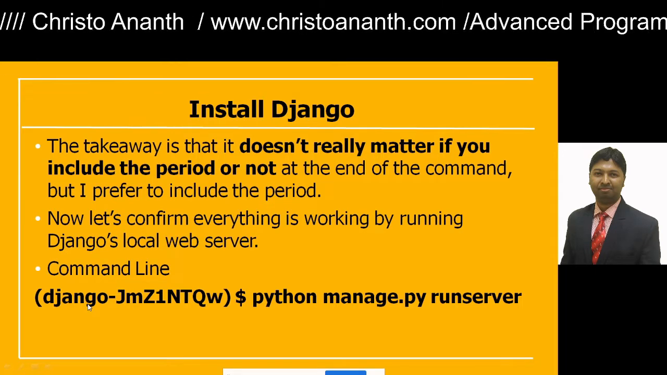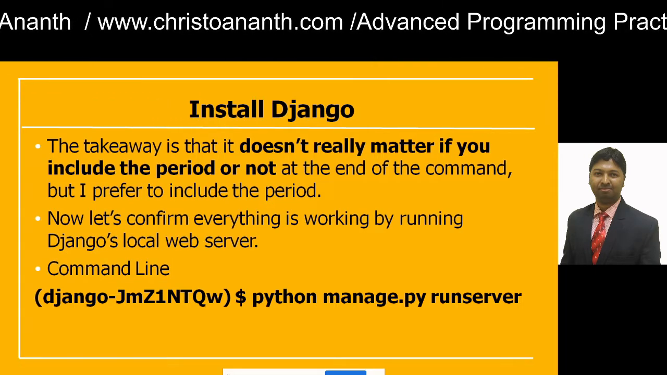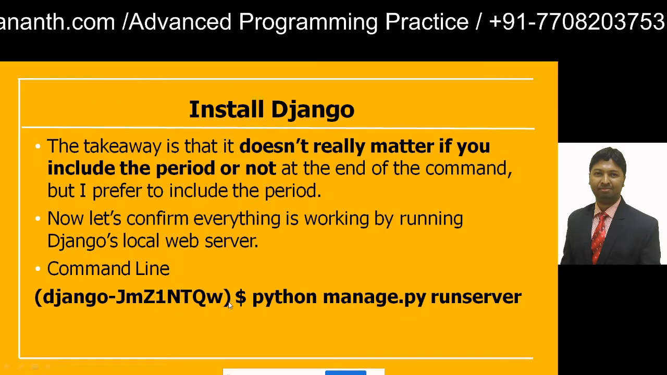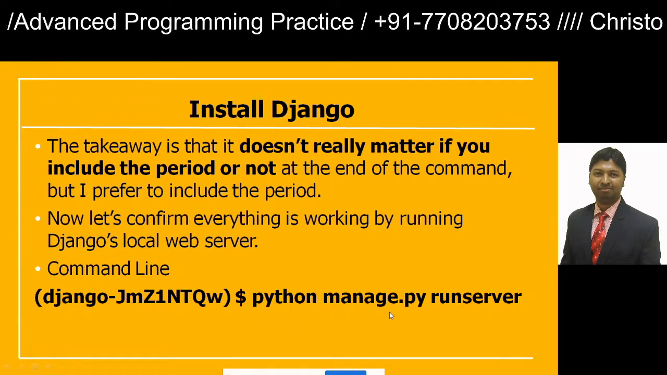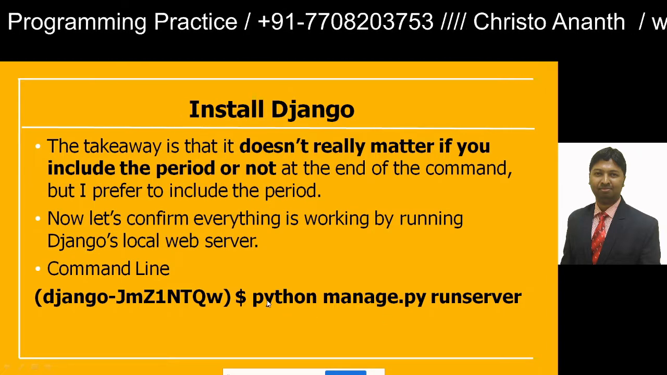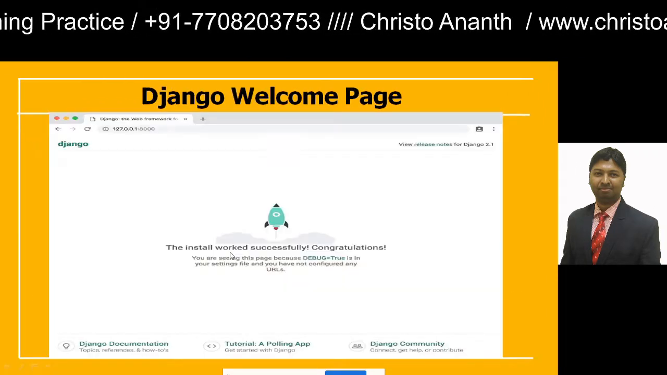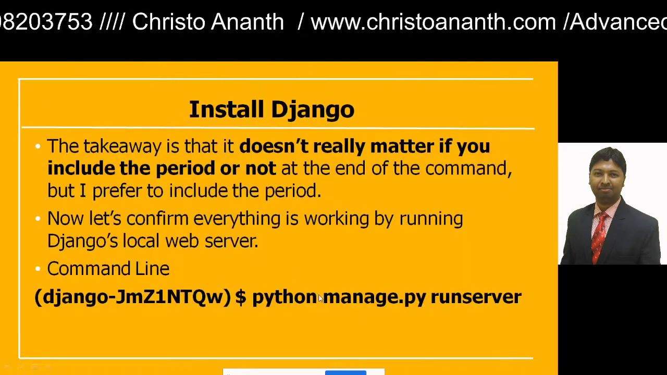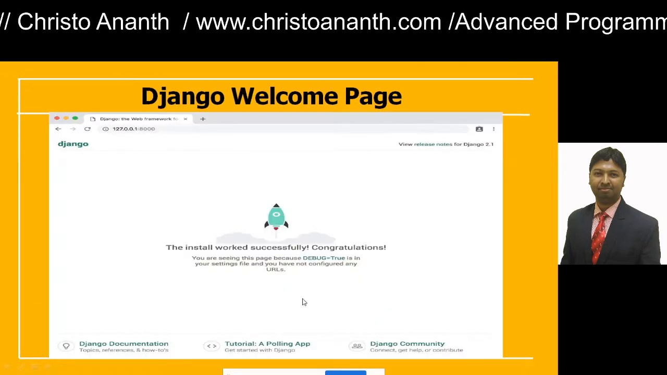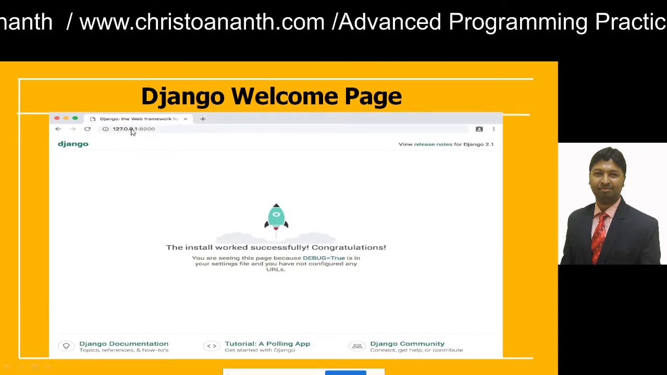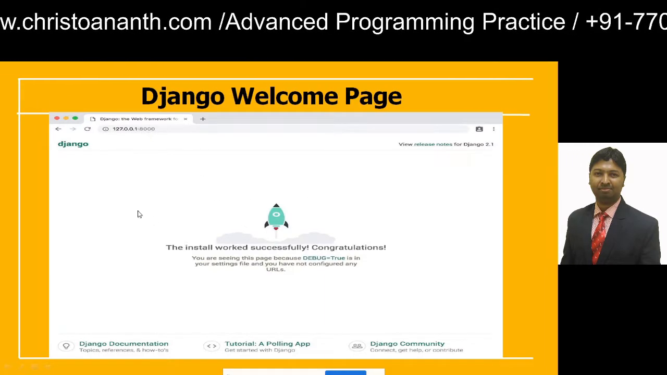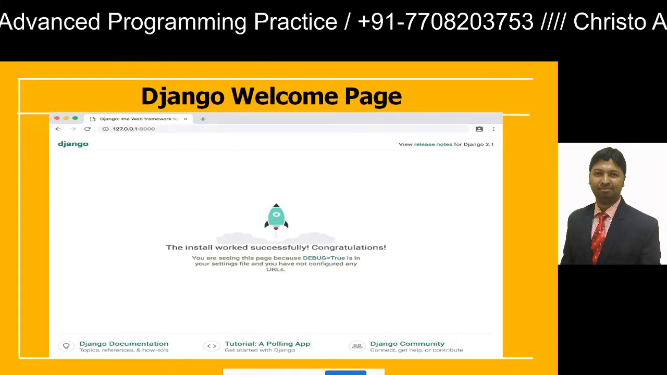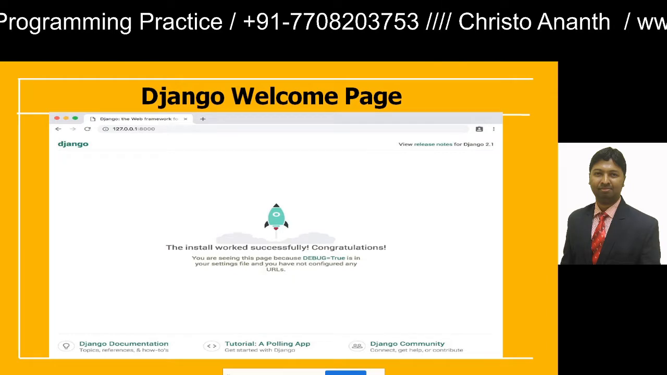So you're going to confirm everything by running Django's local web server. So this is the Django, the virtual environment, the version. So $ python manage.py runserver. When you run manage.py runserver, then you will get to 127.0.0.1:8000, and you will see this message: the install worked successfully. Congratulations, which means that Django has been installed.